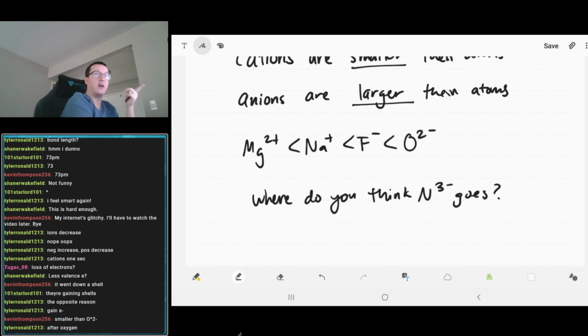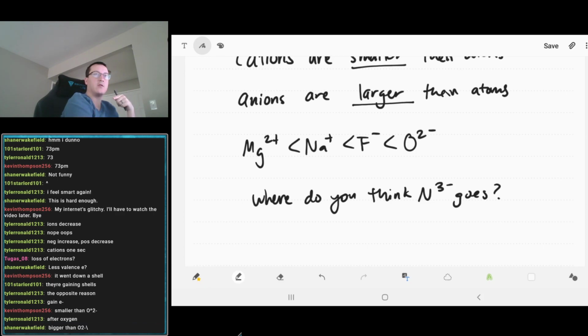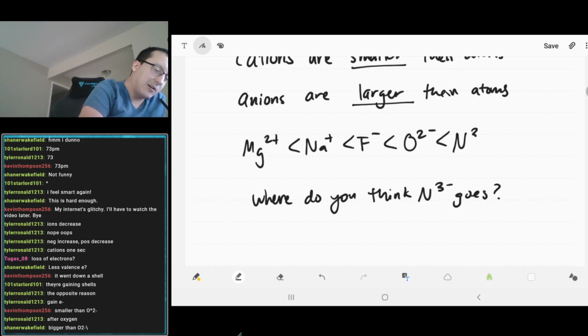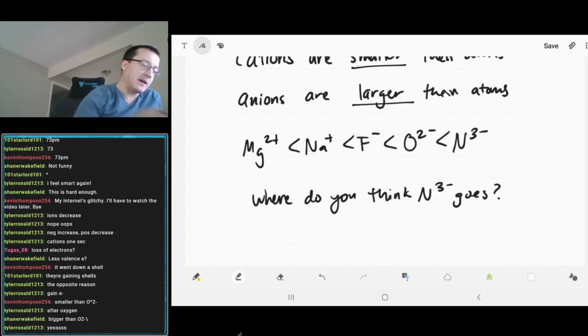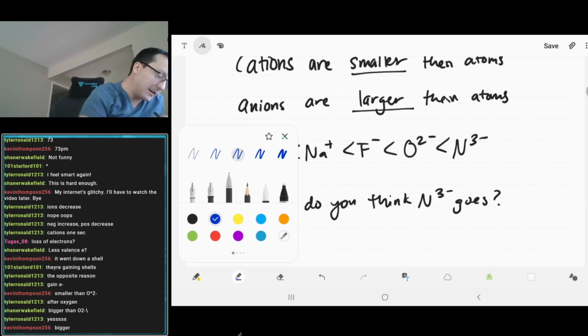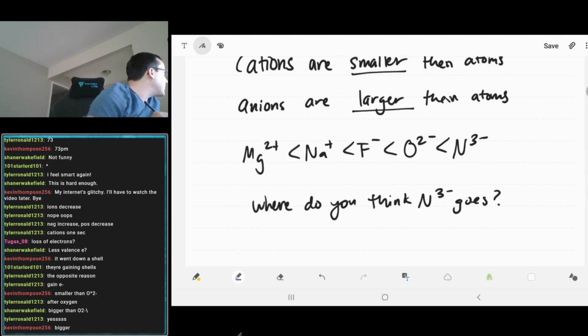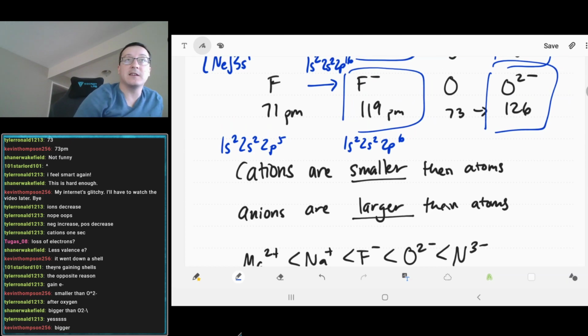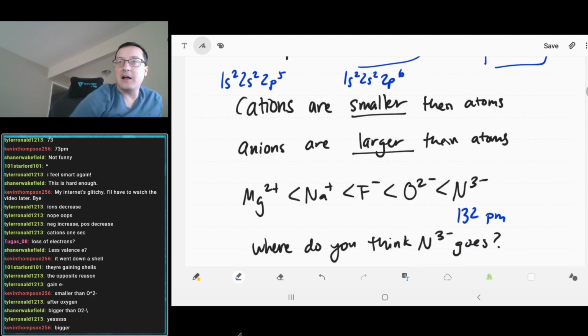So Kevin, smaller than oxygen or bigger than oxygen? Because I think we should put it here. I think maybe you had flipped it in your mind. But yeah, I think we're going to put it there. And so I just looked it up. Nitrogen is going to be 132 picometers. Let's just see. Oxygen was 126. So yeah, we've made a bigger thing.